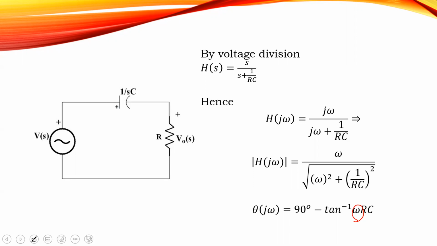Sir, can you repeat that a while ago? As omega tends to 0? No, as omega tends towards infinity, then inverse tan of infinity would be 90. So we'd have 90 minus 90. So in other words, theta is tending towards 0 as omega tends towards infinity. All right, thanks, sir. You're welcome.